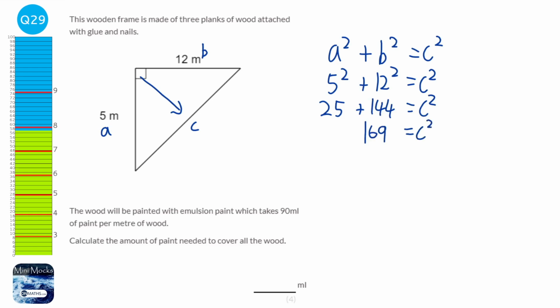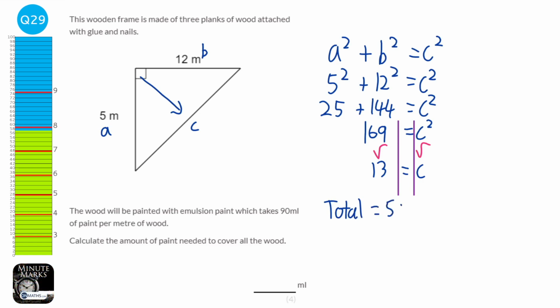Now that's c squared, so we need to solve here. And the way to solve is just to square root both sides. And so it would be 13 equals c. Because it's distance, we don't worry about the negative 13, so just the positive 13. So we know c is 13. So we need to know what the total length around the triangle is. So we're going to add the 5, the 12 and the 13 we've just found. When you do that you get 30. So we know there's 30 meters in total.